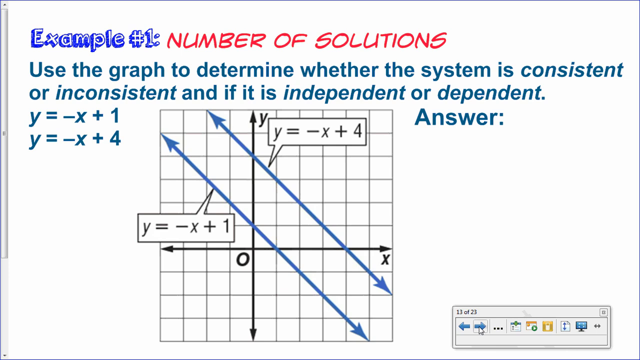Okay. Look at this one. Use the graph to determine whether the system is consistent or inconsistent, and if it's independent or dependent. What are these two lines doing? Parallel. How do I know for sure that they are parallel? Yeah, I have to compare the slopes. Slope here is negative 1 over 1, negative 1 over 1. So that would be what? What's my answer to this? Look at your chart, which we just went over. Inconsistent, right?